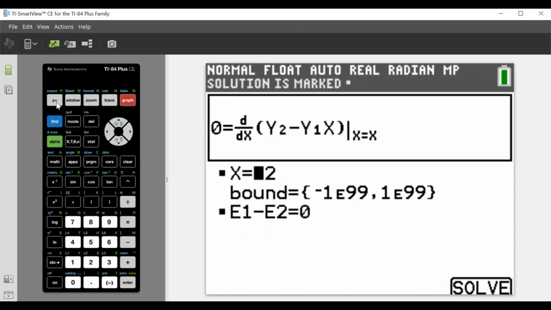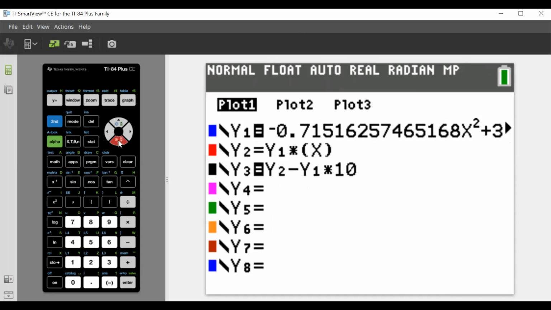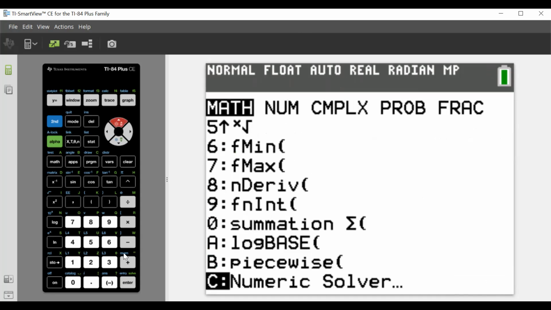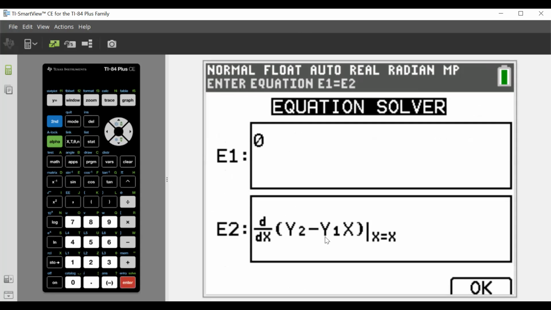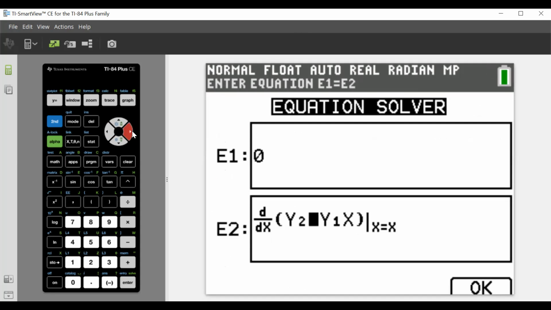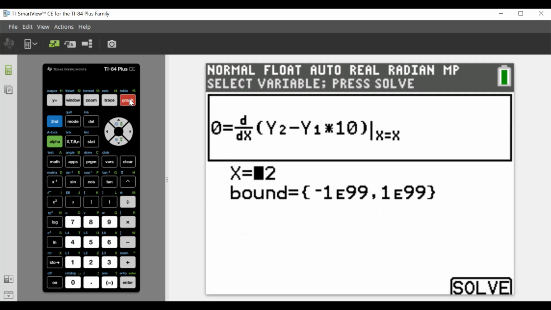Maybe because we didn't, maybe we should turn all of these on. Maybe that will help. All right, so it's the y2 minus y1 times 10. Y2 minus y1, oh, times 10, not x. That was the issue. And then we'll insert again, times 10. And then we can delete that. And now when we do it, hopefully that's going to be a little better.